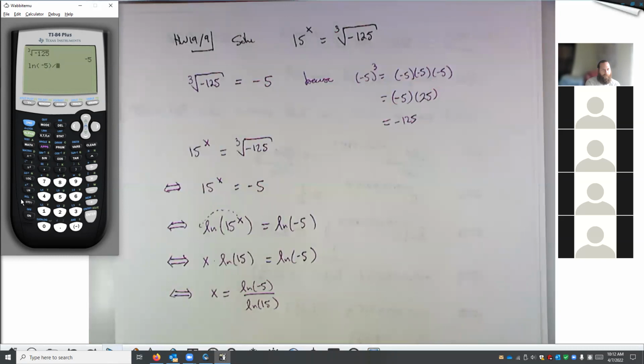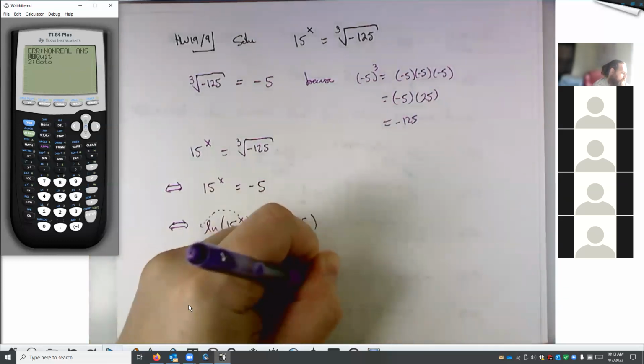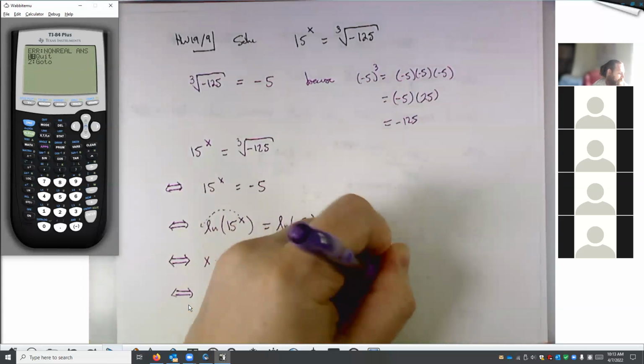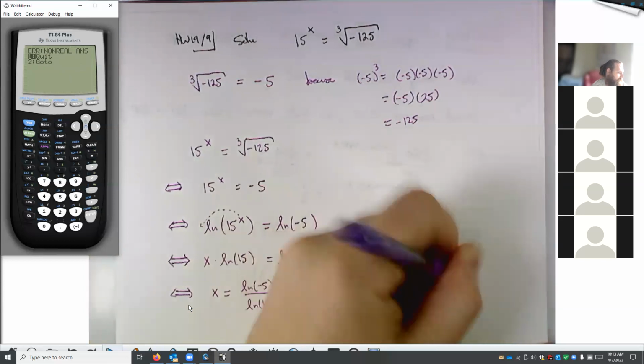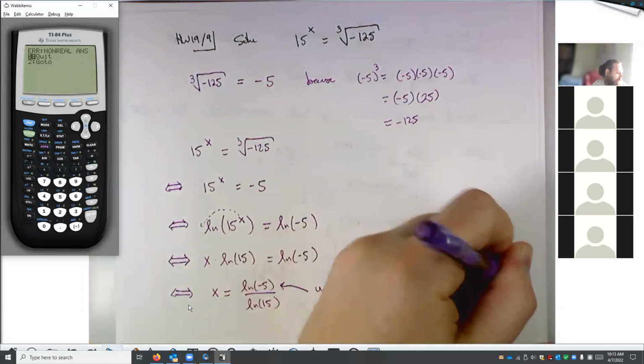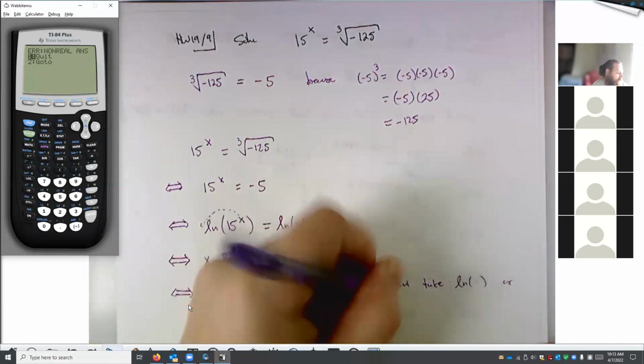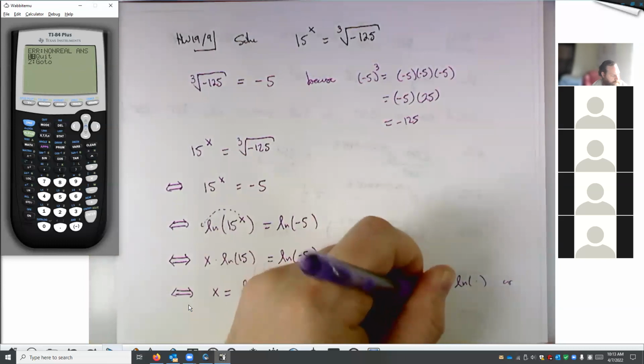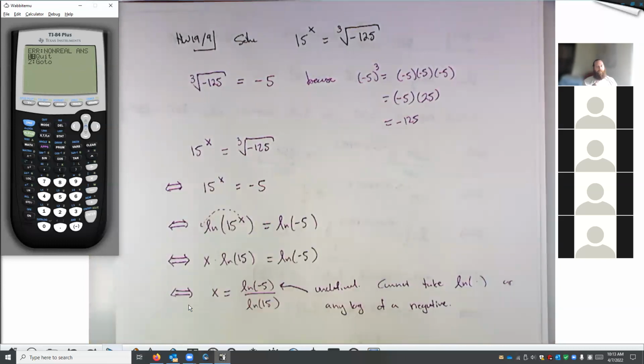If we type this, it's going to tell me that there is a non-real answer because this numerator is undefined. Very good. So what do we conclude? We did everything right.